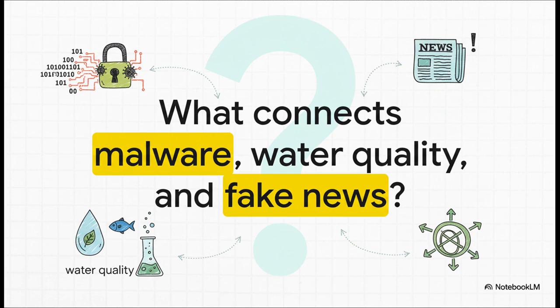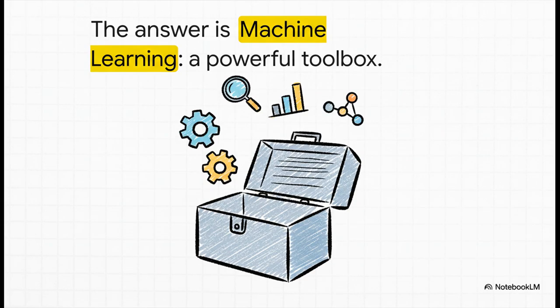Okay, so think about this for a second. On the surface, these things seem totally unrelated, right? You've got digital security, environmental science, and then information integrity. So what on earth could possibly be the common thread that ties them all together? And the answer is machine learning.